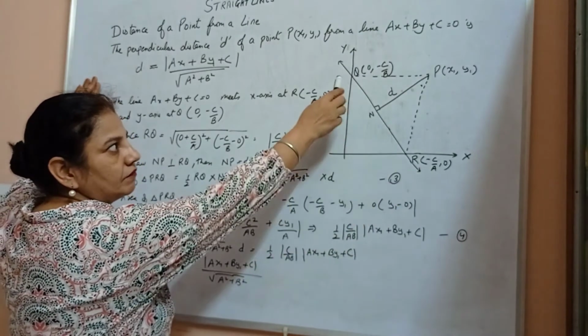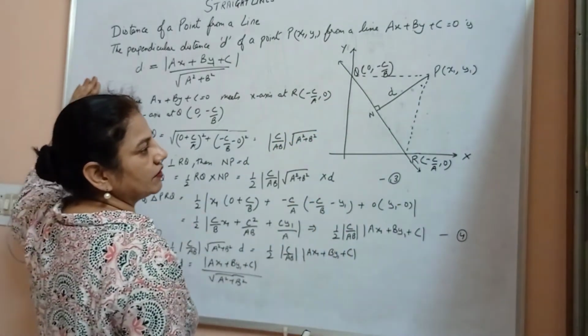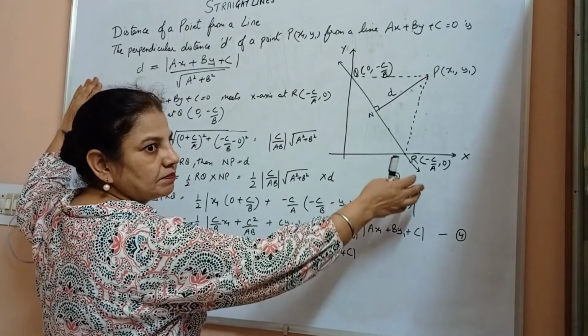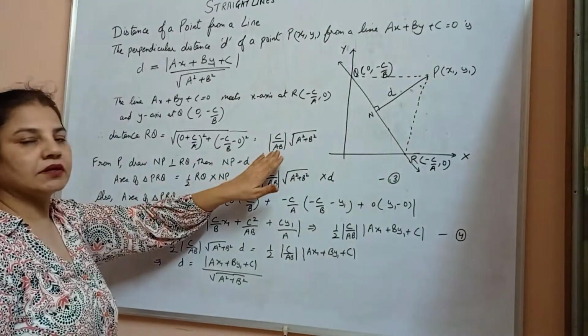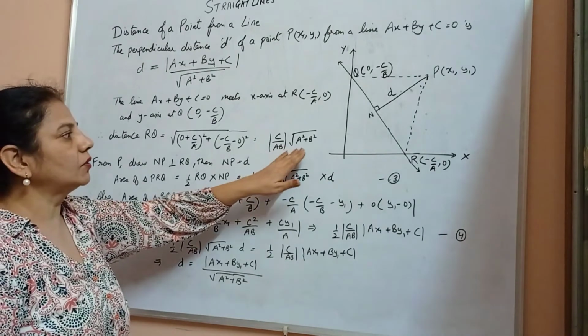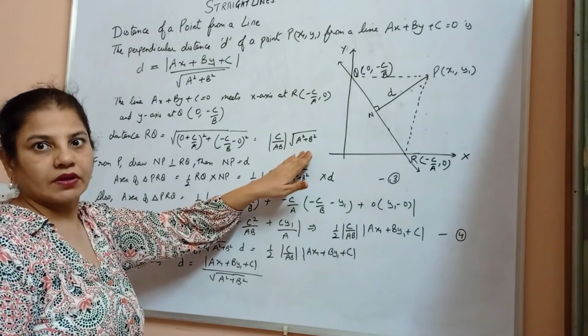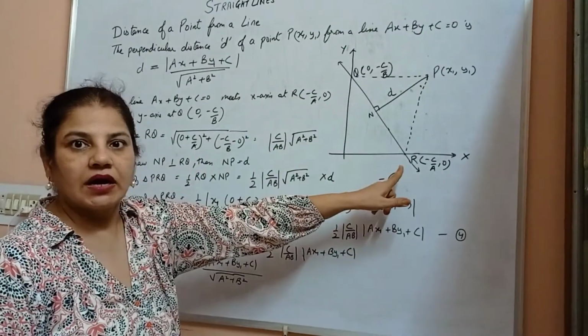By the distance formula, we calculate the distance RQ. It is given by the square root of (x2 minus x1) whole square plus (y2 minus y1) whole square, which gives the result C upon AB under root A square plus B square. This is how we calculate the distance RQ.